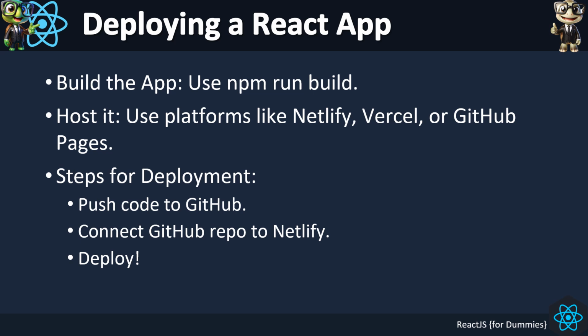The basic steps we follow: you build the app using the npm run build command. So here, type in your terminal npm run build, and it will build the files and create your final output. Simple as that. Then host it. You can use platforms like Netlify, Vercel or GitHub Pages to host your newly built app. Steps for deployment on GitHub: you push the code to GitHub, you connect the GitHub repo to Netlify, and then you deploy. Simple as that.